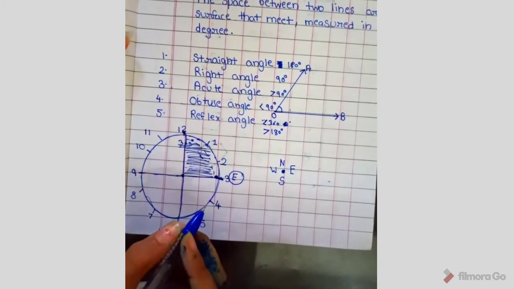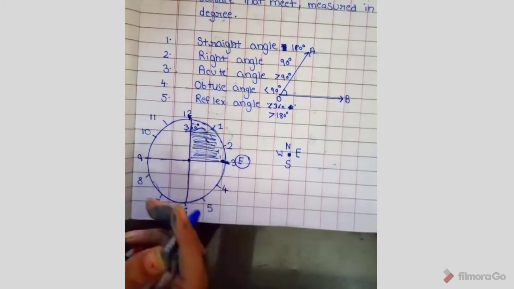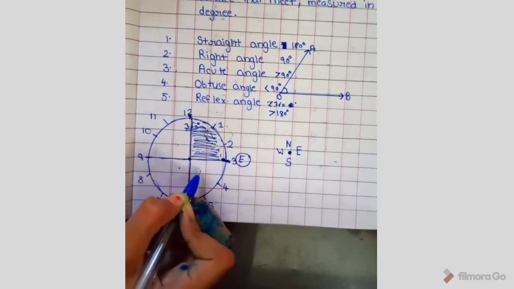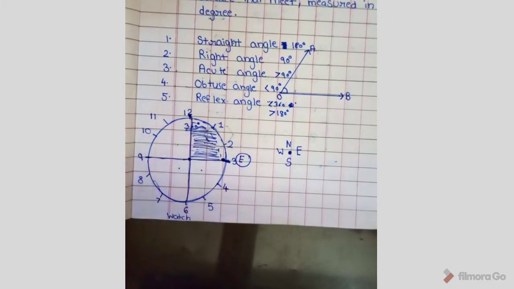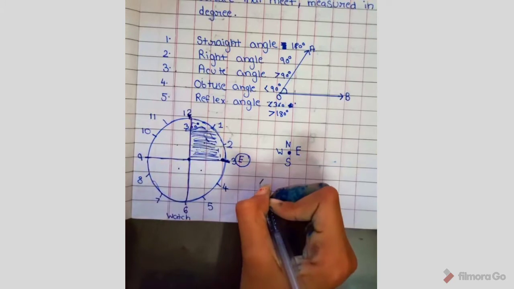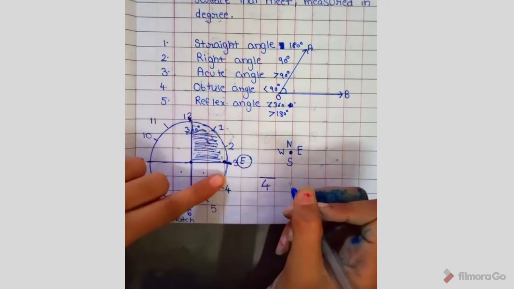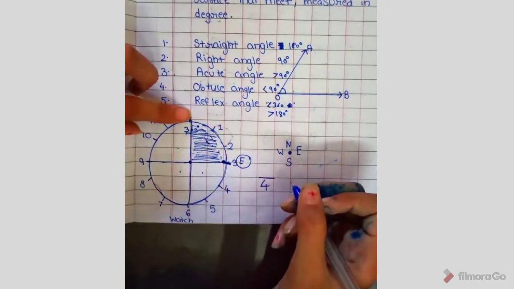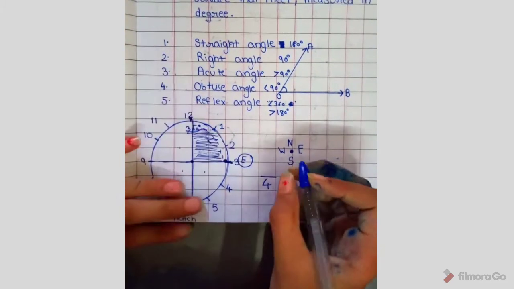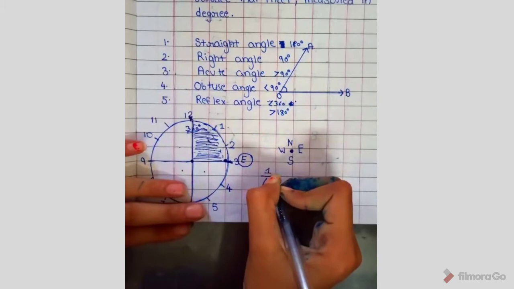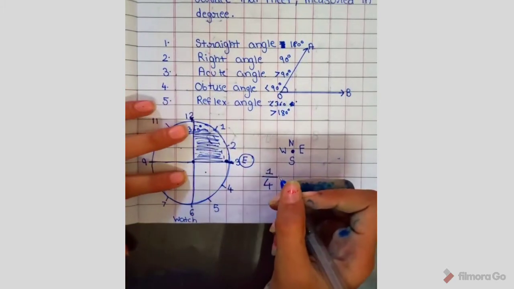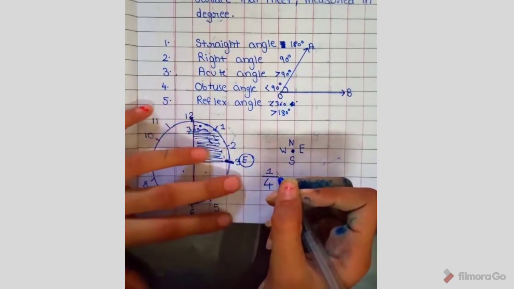Now we see the fact in this. There are four parts: 1, 2, 3, and 4. And we walk one part, which means we walk from north to east. In one direction we walk, and that is from north to east.